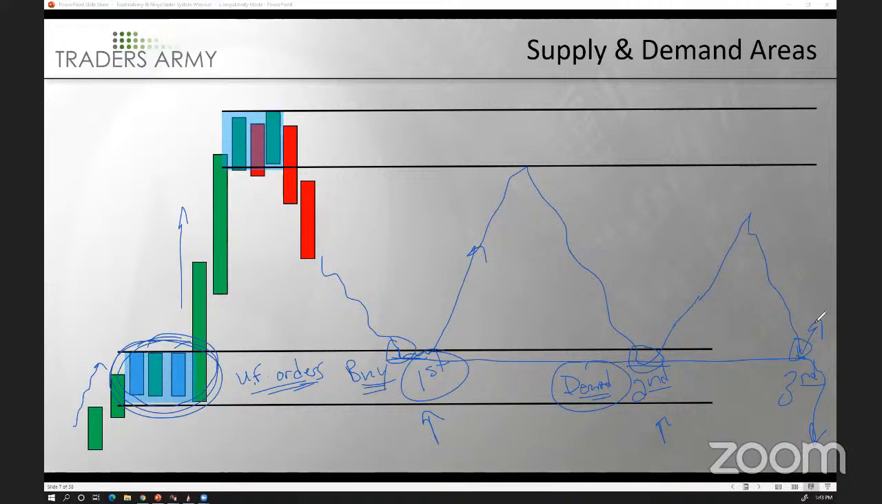I thought they were the same. Supply demand as a law of business, as a law of economics, drives support and resistance. But the way you trade supply and demand and the way that we're taught conventionally how to trade support and resistance are two very different things.